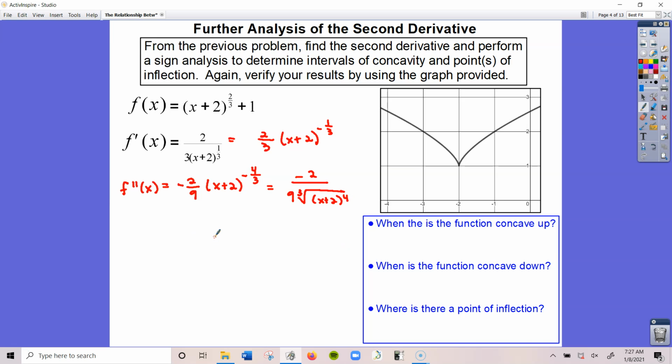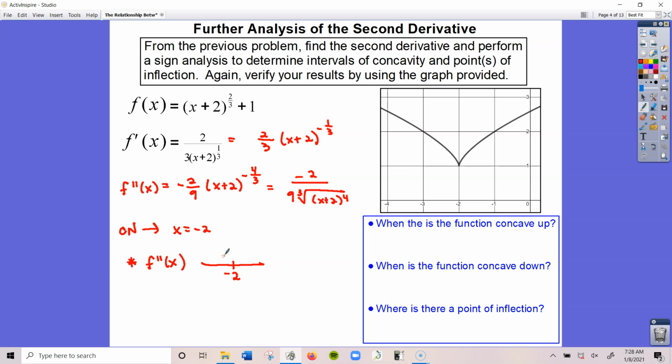Now we're going to find our critical numbers. As you can see, the denominator is where we have the x plus 2, so our critical number is x equals negative 2. It's the exact same critical number as before. So we're going to create our number line now. For f double prime of x, this is why I label my number lines, because now we have a number line for both f prime and f double prime. If this was one problem, you would need to be able to organize your work.